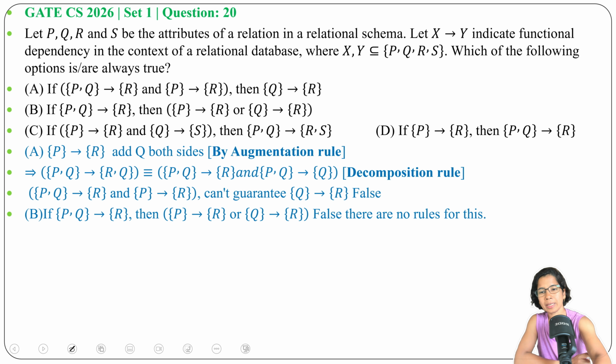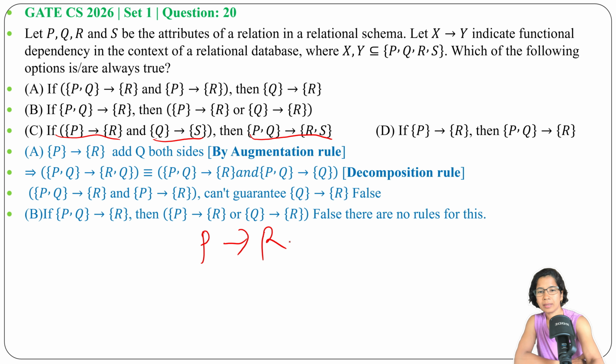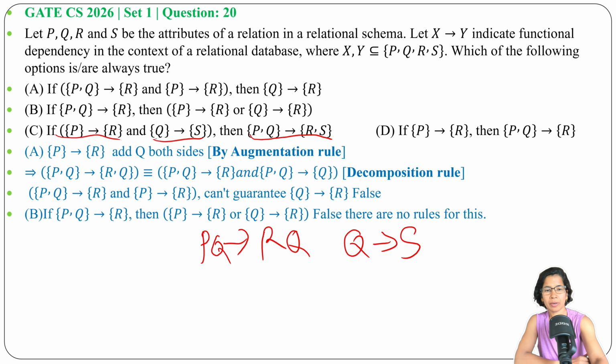Next option C, P implies R and Q implies S. Then PQ implies RS. Let's try to prove this. P implies R, so we can write Q on both sides: PQ implies RQ. Now here Q implies S. Now write R on both sides: RQ implies RS.